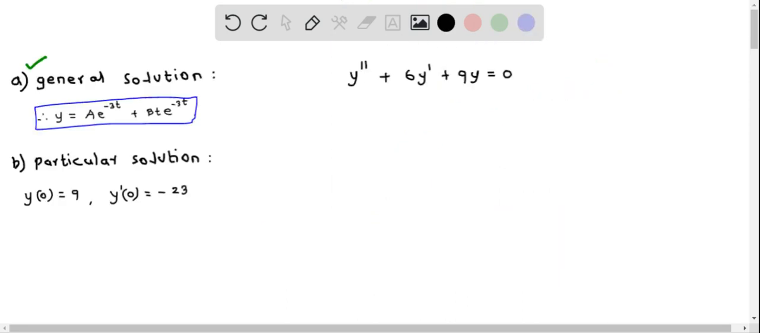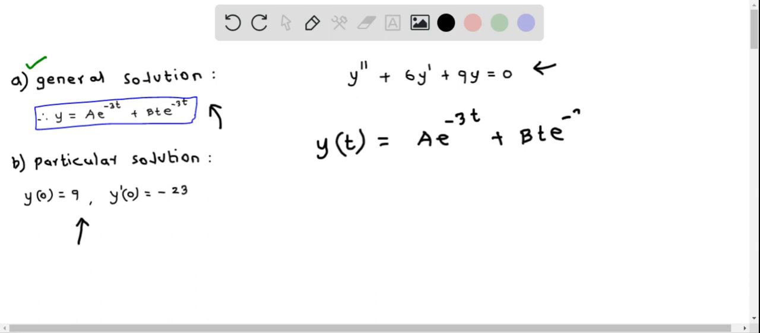We will now see how to determine the particular solution of this given differential equation. For this, we can utilize the general solution as well as the given initial conditions. So I'm going to rewrite this general solution as a function of t. I'm going to write this y as y of t, and this equals a e raised to the power of negative 3t plus b times t e raised to the power of negative 3t. So this is the general solution of the differential equation.